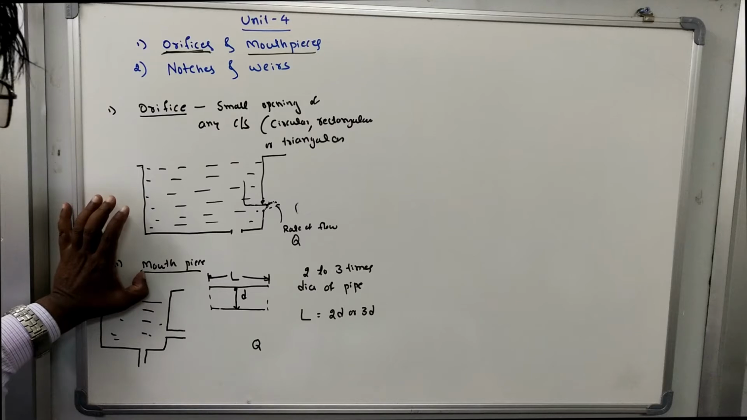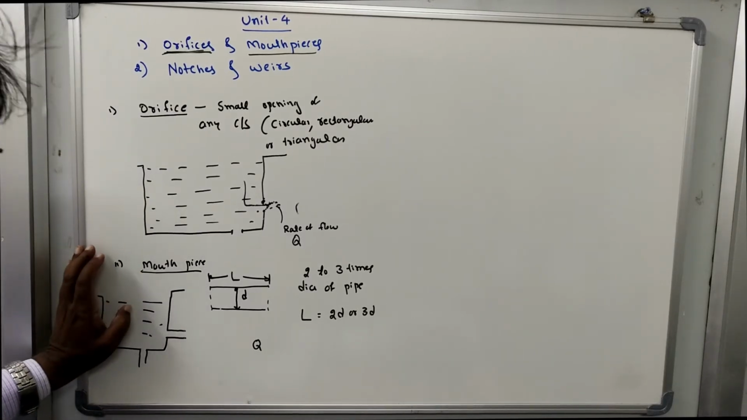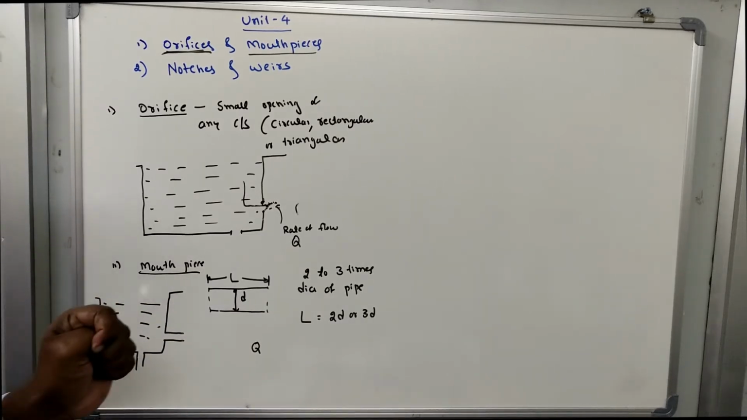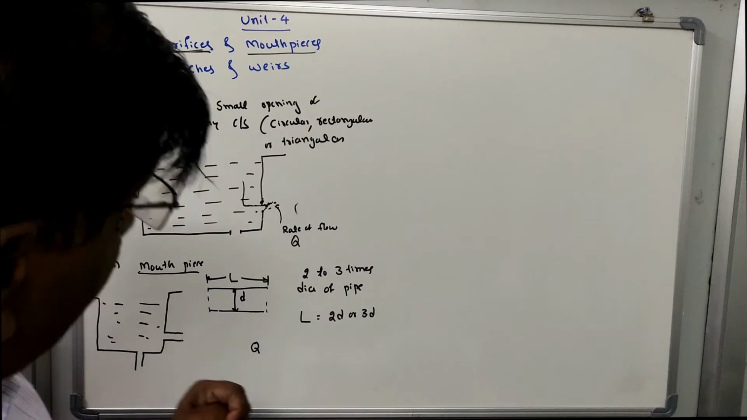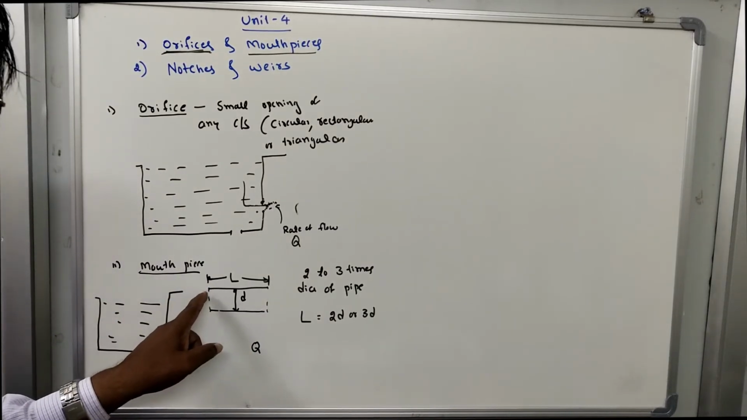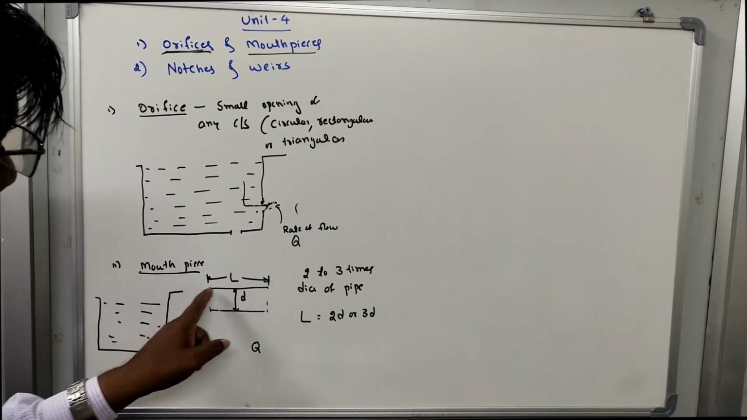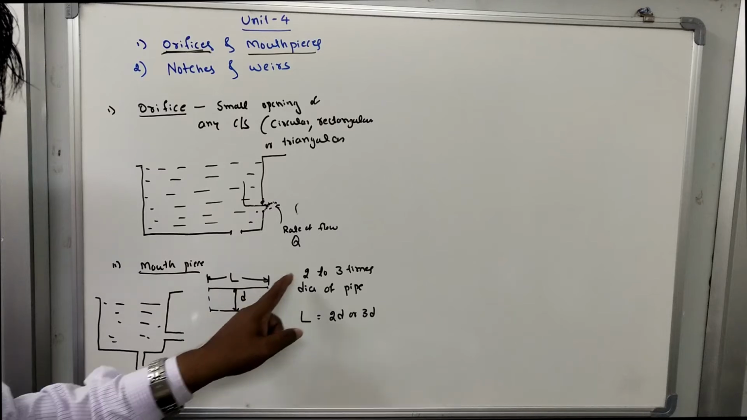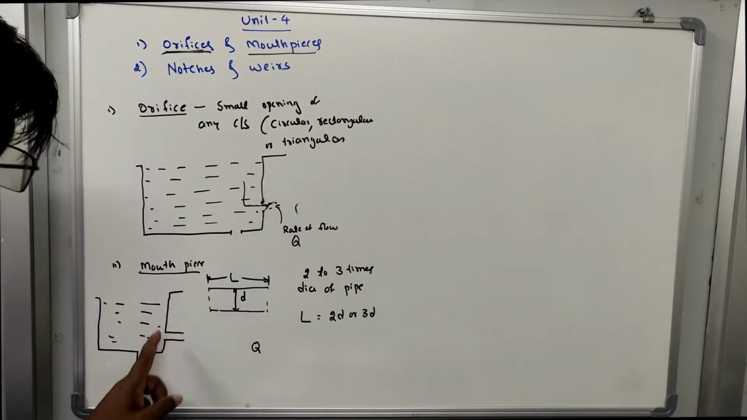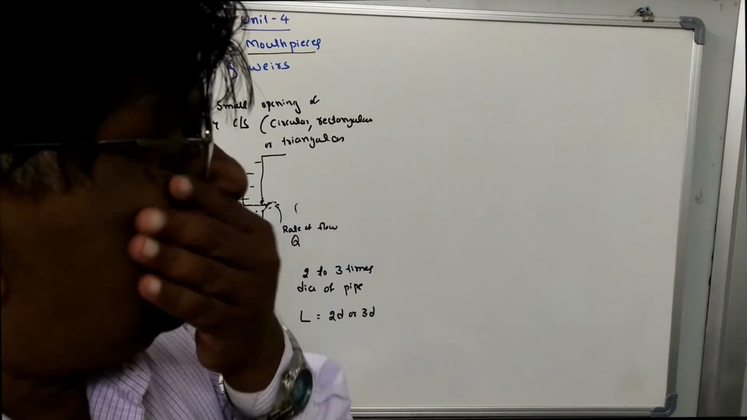Okay, then mouthpiece is defined as also a mechanical device which is used to measure the rate of flow through the tank. It consists of a pipe, and normally the length of this pipe is 2 times the diameter of pipe or 3 times the diameter of pipe, and this is fitted at the side of the tank or at the bottom of the tank.